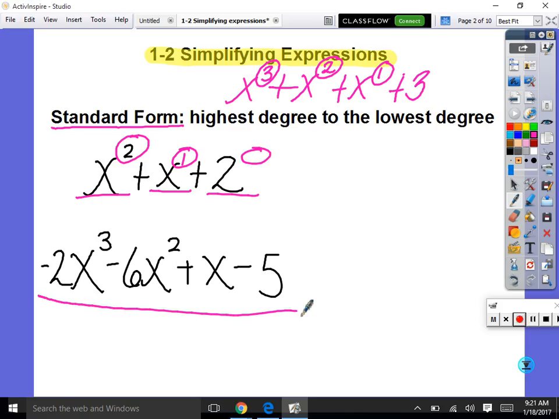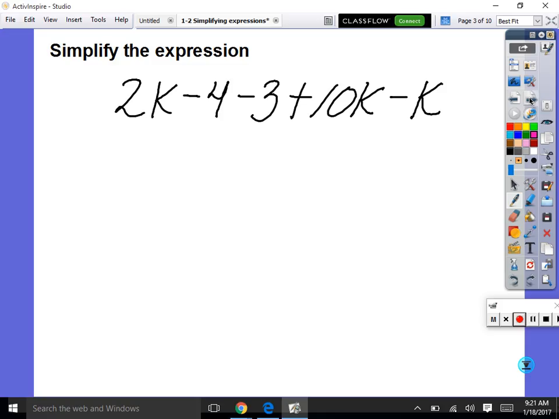So this is also in standard form. Your final answers have to be in standard form. So look, degree 3, degree 2, degree 1, right? If there's no degree there with an x, there's always really a 1 there, right? And then no x. Do you see how it's written? That's our constant. Highest degree to lowest degree. It's that easy. All our answers have to be in standard form.